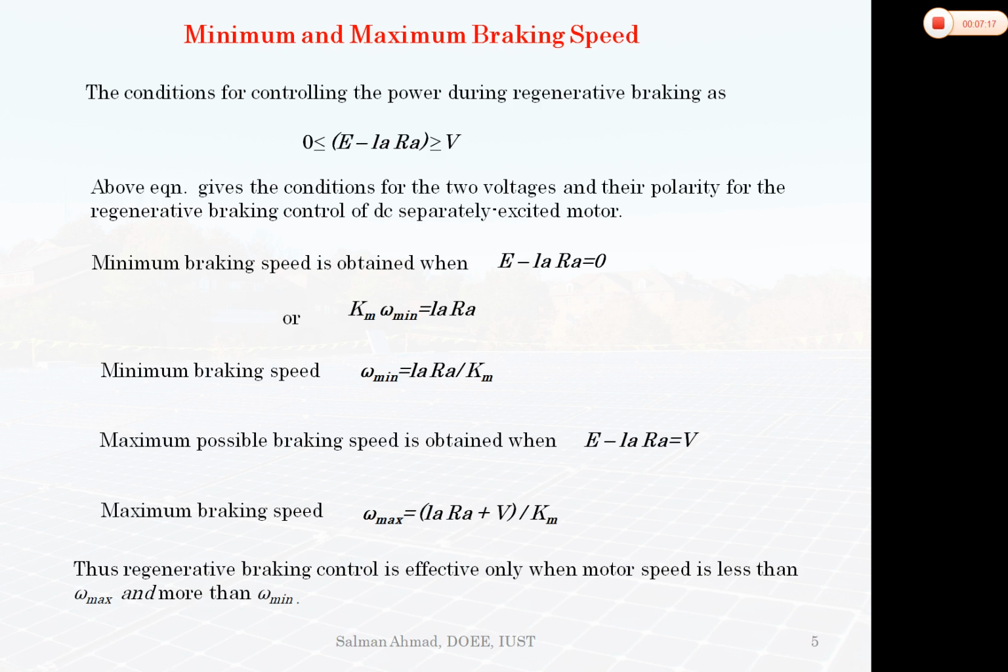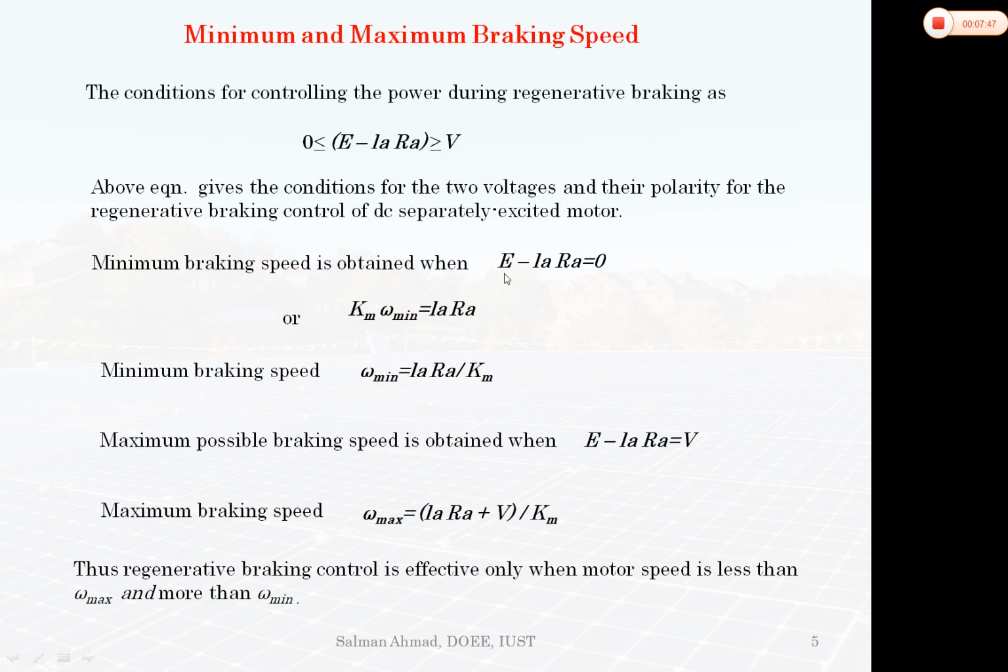Now if you want to find the minimum and maximum braking speeds, we can define that back EMF minus IaRa, that is the terminal voltage, will be lying between 0 and V. Okay, so this inequality holds true, and minimum braking speed we can obtain whenever this is equal to 0. If we equate this term to be 0, we can find the minimum.